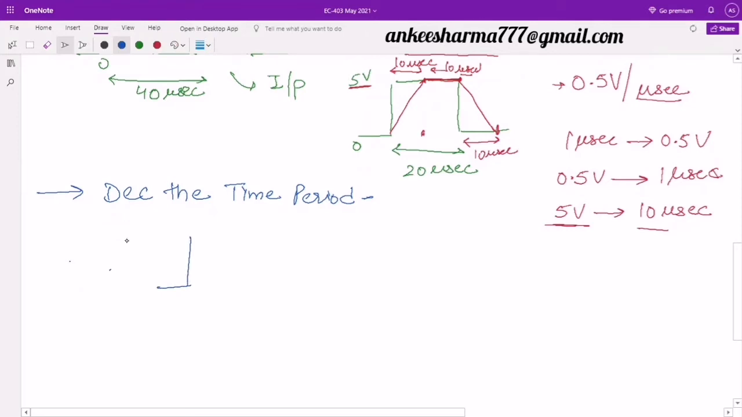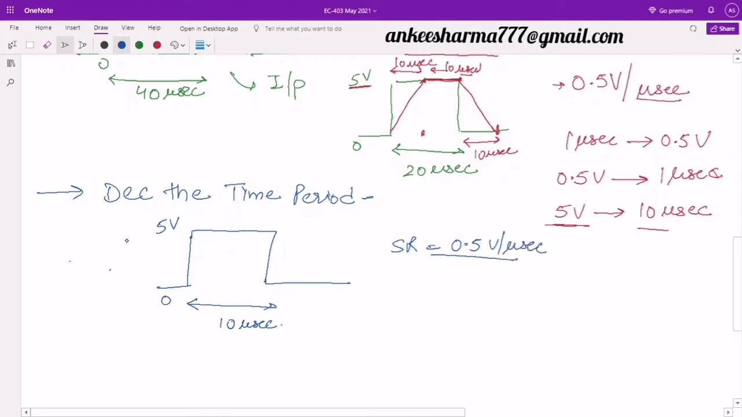मैं एक ही pulse बनाता हूँ यहाँ पे. If this is my pulse, 0 to, again let me take 5 volt, but now this duration is now of 10 microsecond. ये 10 microsecond का ही हम ले लेते हैं. Again slew rate की वैल्यू वही ले लेते हैं 741 की, 0.5 volts per microsecond. Then tell me how it is going to affect, or what will be my output.